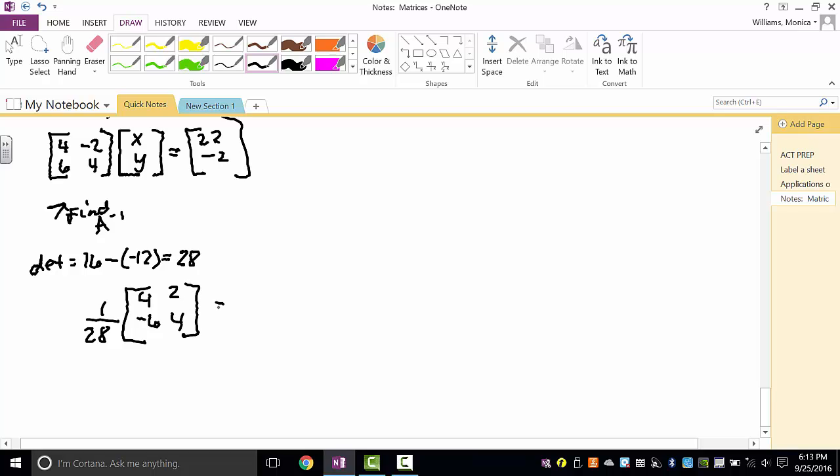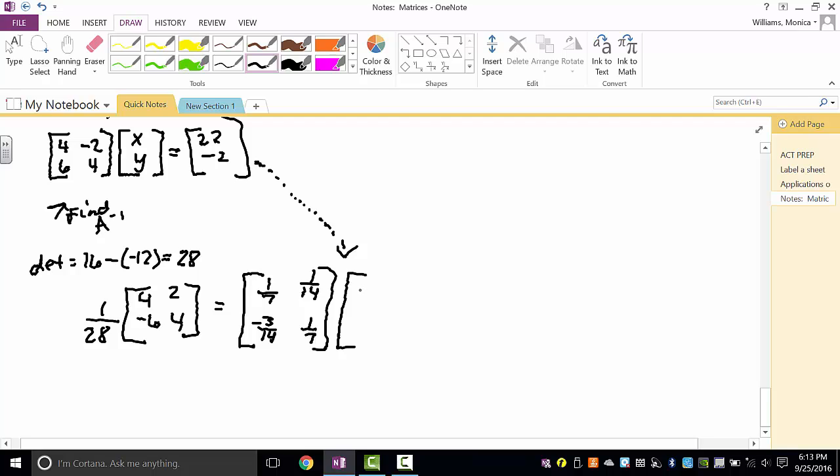And then you multiply it out. 1 over 7. I'm reducing, 1 over 14. Negative 3 over 14. And 1 over 7. Once you have the inverse, you take the constant matrix and multiply it by the inverse matrix.